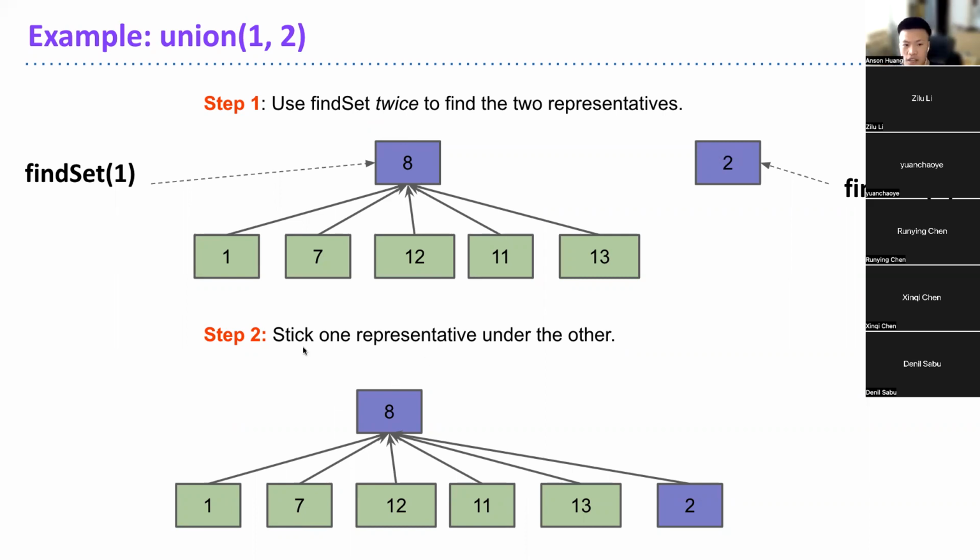Step 2 is then to stick one representative under the other. The way we make this choice is we just determine which set is smaller. In this case, the set that 2 is in is smaller. So 2 is going to end up pointing to 8 instead of 8 pointing to 2. Notice how right here in step 1, there are two separate sets. But then in step 2, we point 2 to 8. So now 2 is no longer a representative. 8 is now 2's representative.